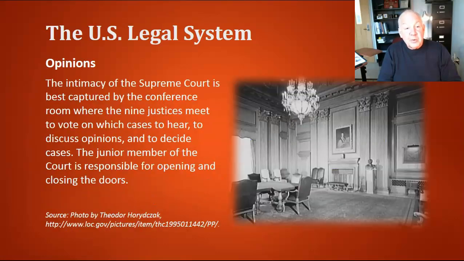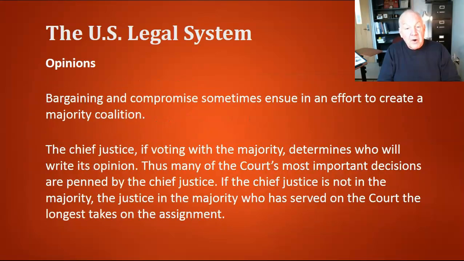The intimacy of the Supreme Court is best captured by the conference room where the 9 justices meet to vote on which cases to hear, to discuss opinions, and to decide cases. The junior member of the court is responsible for opening and closing the doors. Bargaining and compromise sometimes ensue in an effort to create a majority coalition. The Chief Justice, if voting with the majority, determines who will write the opinion. Thus, many of the court's most important decisions are penned by the Chief Justice. If the Chief Justice is not in the majority, the justice in the majority who has served on the court the longest takes the assignment.